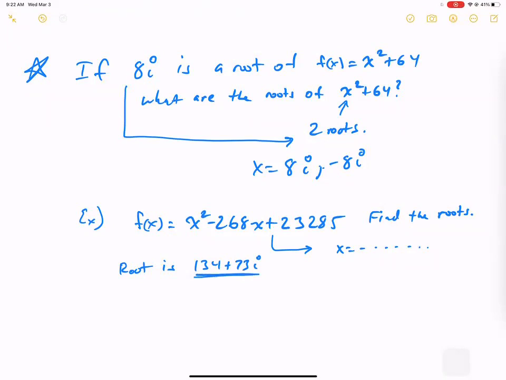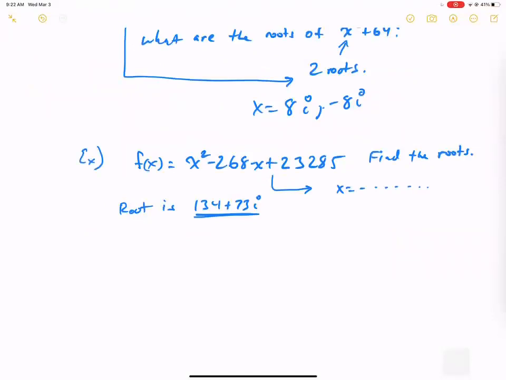Now, let's go ahead and just tell you the answer. If I told you that this is one of the roots, what is the second root? The second root is automatically 134 minus 73i. We're done.